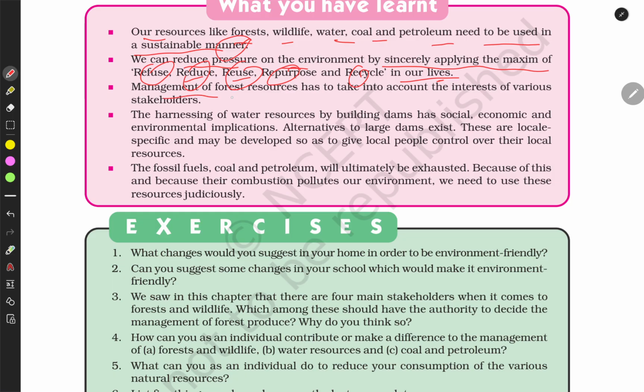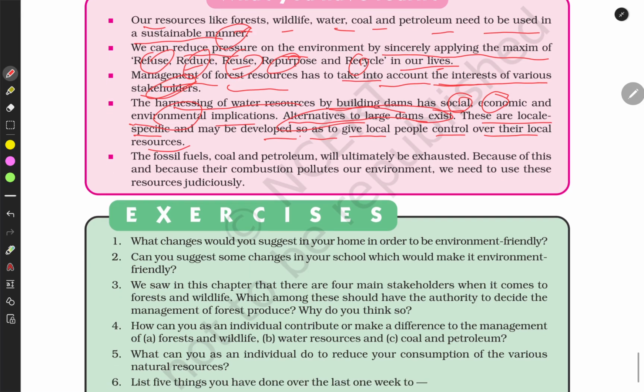Management of forest resources has to take into account the interests of the various stakeholders, and harnessing water resources by building dams has social, economic, and environmental implications. Alternatives to large dams exist. These are local-specific and may be developed so as to give local people control over their local resources.